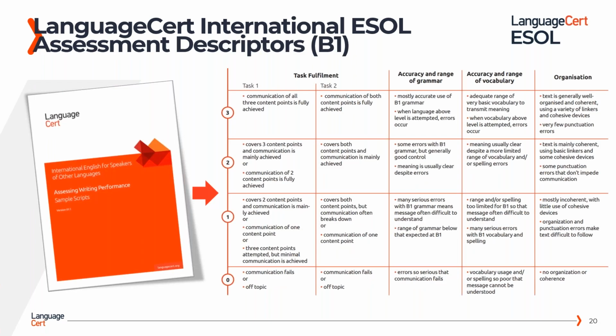Here you can see where to find the B1 level assessment mark scheme. You will find it in the Assessing Writing Performance Handbook, which is on our website. Actually, in this handbook, you will find not only the mark scheme for all levels, but also clarifications about the writing exam, sample scripts, and how they've been marked by our assessors, and more.